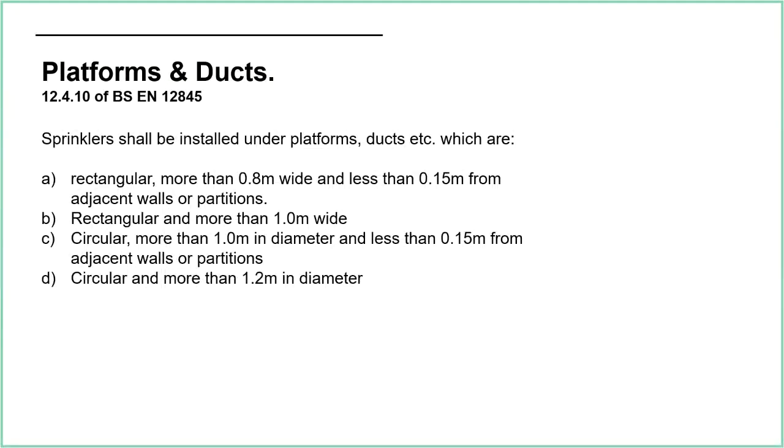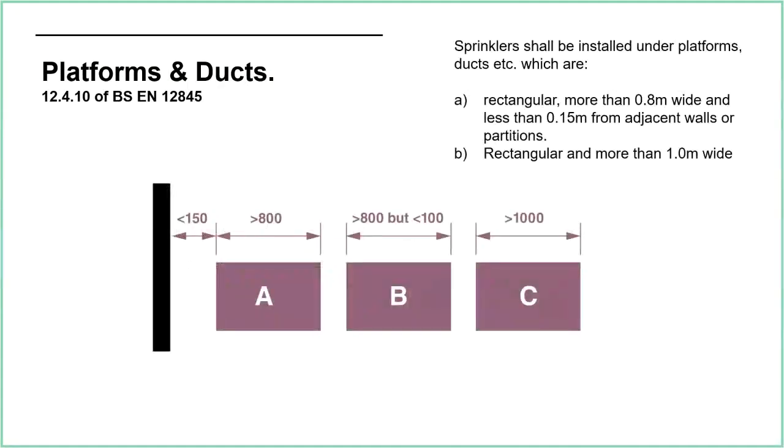First of all, there are two rules for rectangular obstructions. Here I've got three rectangular platforms or ducts, A, B, and C. First of all, A is more than 800 millimetres wide, and it is less than 150 millimetres from the wall. So this one would require sprinkler protection underneath, because it is large and it is close to the wall.